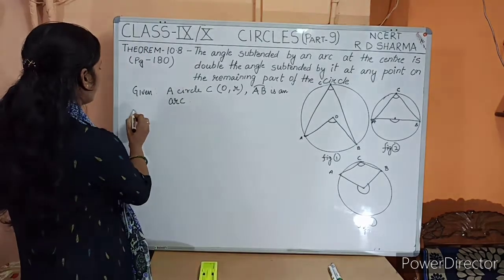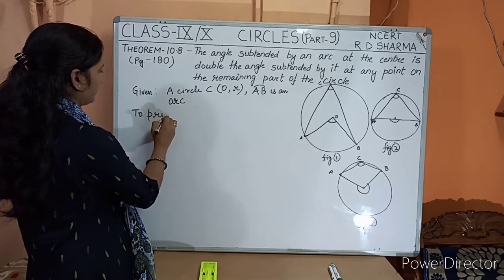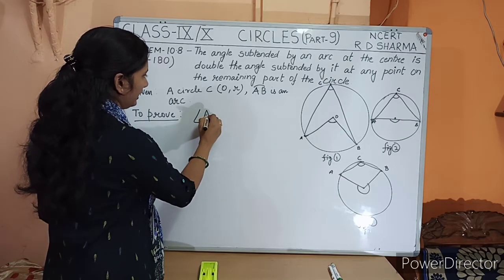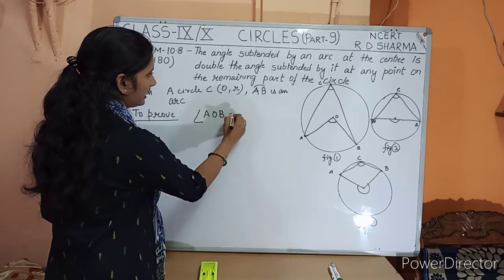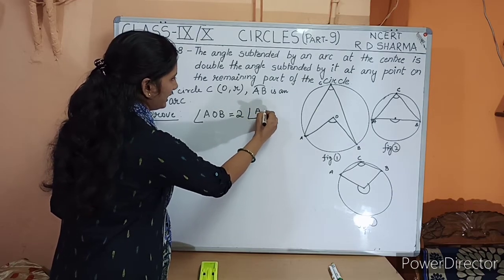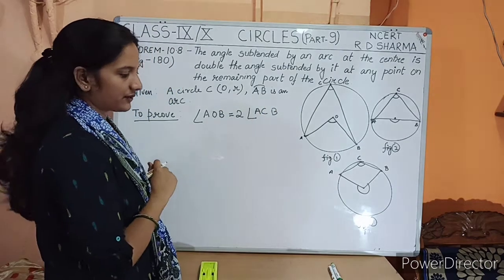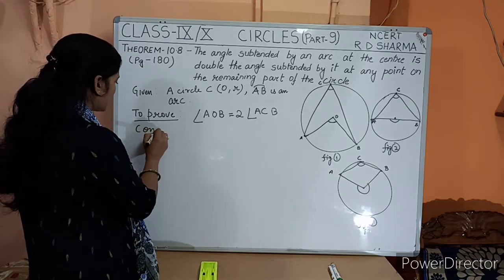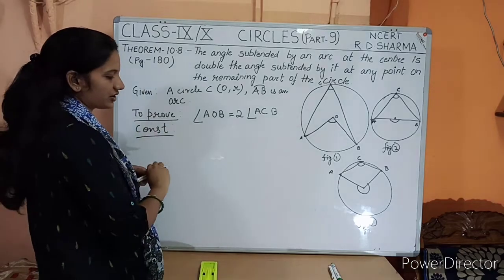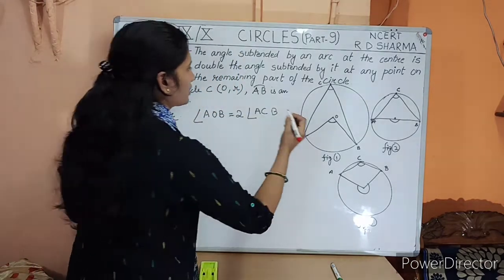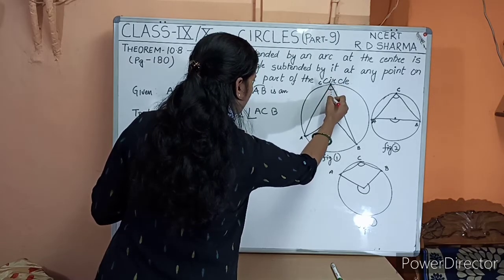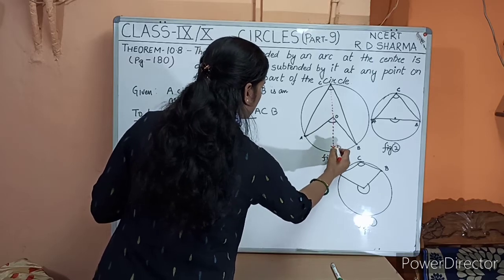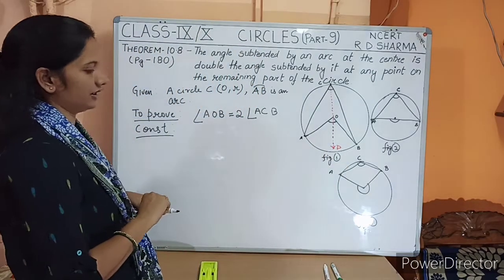So let's see what we need to prove here. We need to prove that angle AOB is twice angle ACB. This we need to prove. So for that we need to do a little bit of construction. In the construction part we will draw a line which is passing through O and extending outside. Let us label this as the point D.